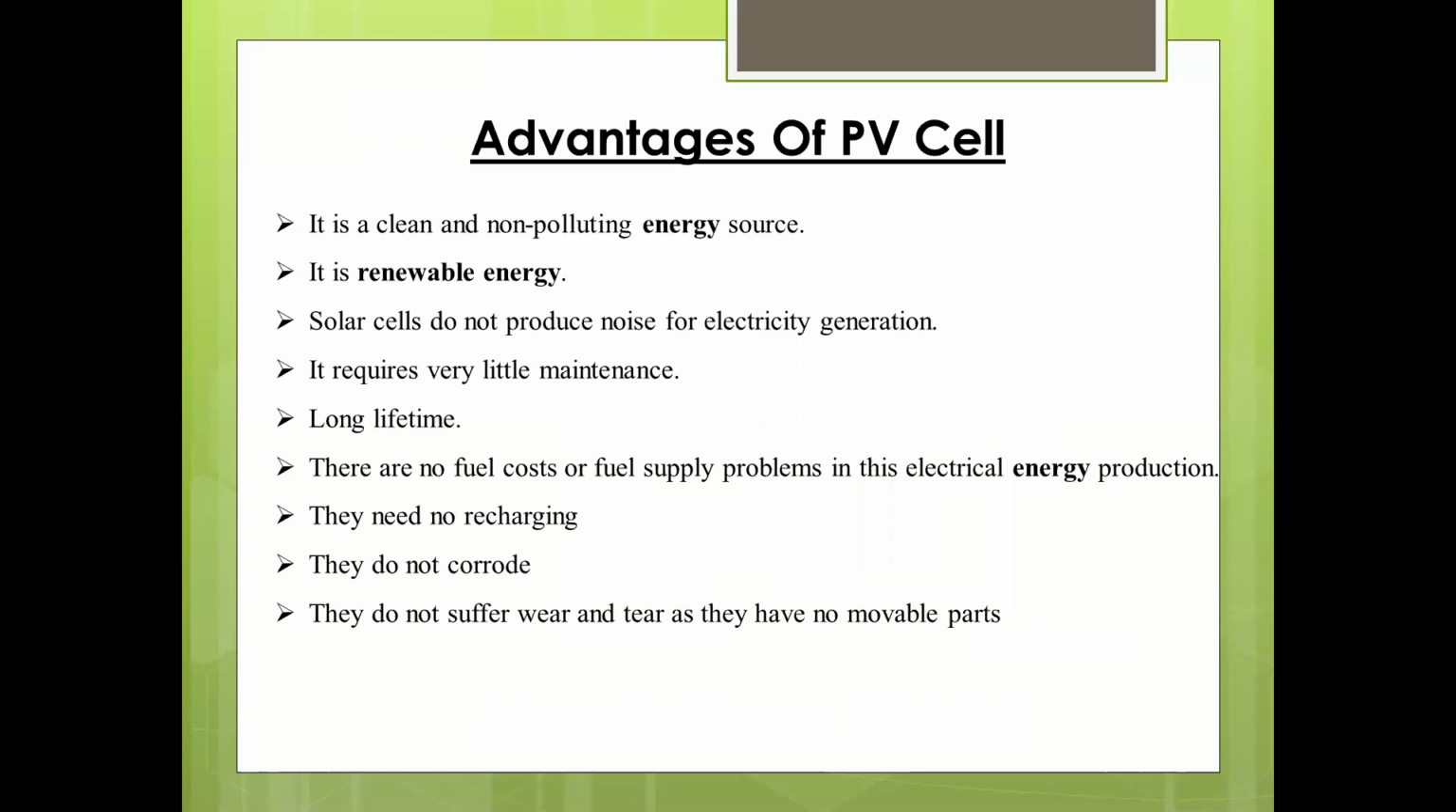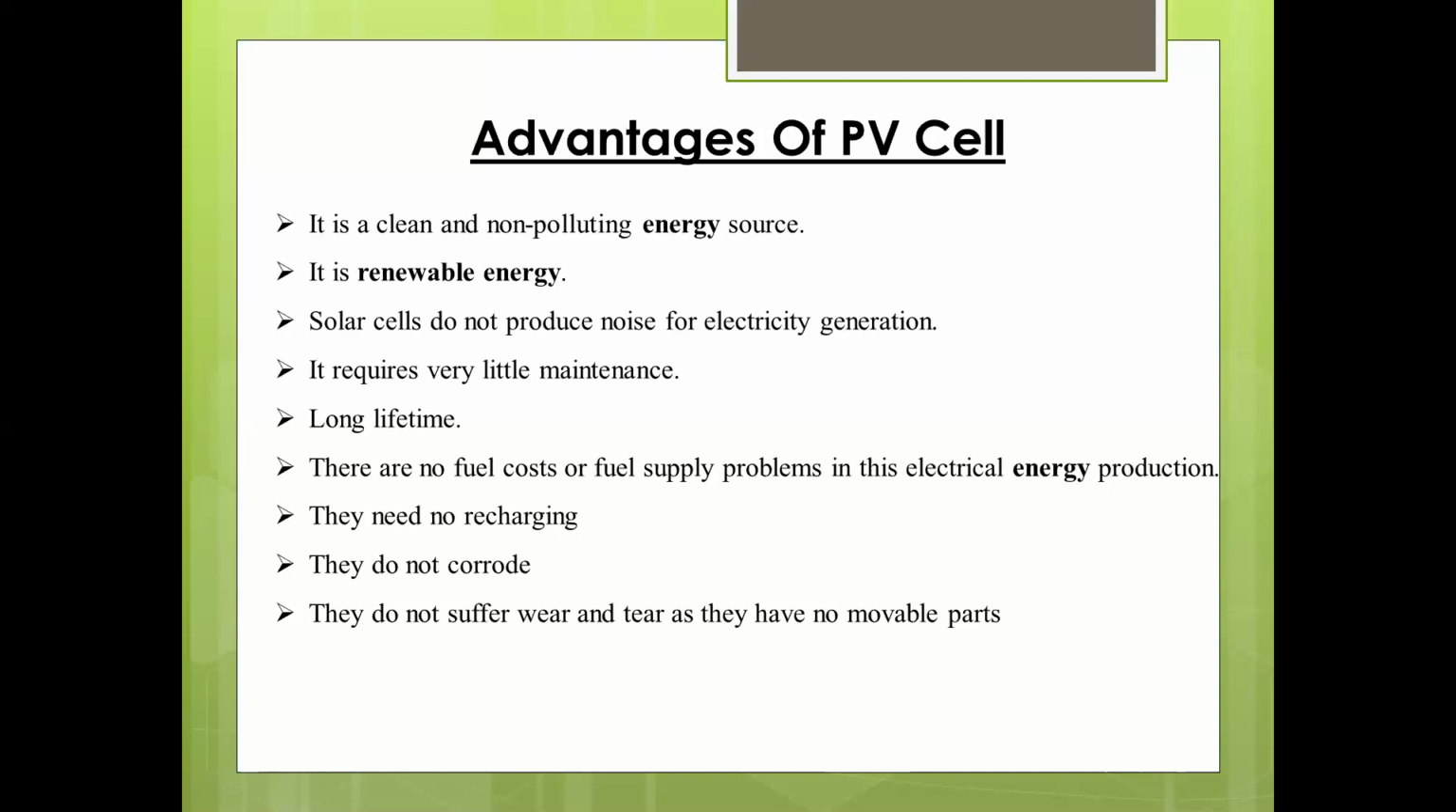So it requires very little maintenance. Initial installation of this photovoltaic cell is a little bit costlier, but once you install it, its maintenance will be very little, very easy. Once you install it, you can expect this solar cell to last a long time, like 20 years. We are not using any fuels, so that's why the cost will be less. There is no fuel cost or fuel supply problems in this electrical energy production. We are using a battery for storing this electricity after conversion, but there is no need of recharging.